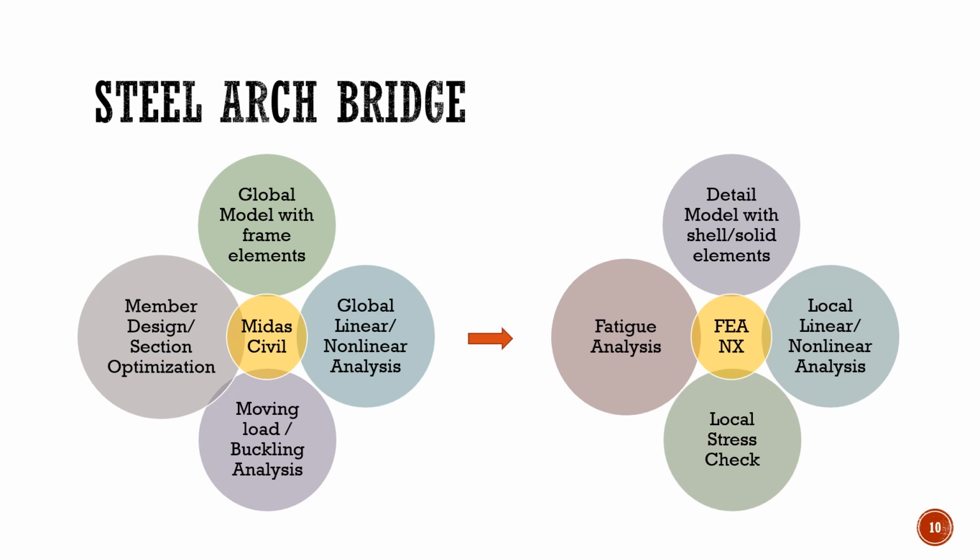Now the next step would be to perform local linear, local non-linear, or local buckling analysis to get the required stress distribution, plastic strain, or buckling strength for this particular joint. Further, advanced analysis such as fatigue analysis can also be performed if required for this particular joint. For the scope of this webinar, we'll be doing linear analysis of the joint generated from the MIDAS Civil model.